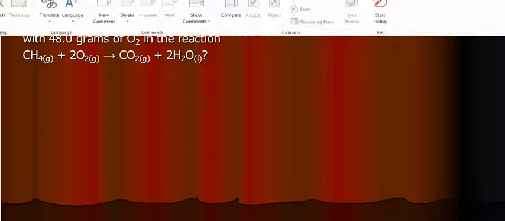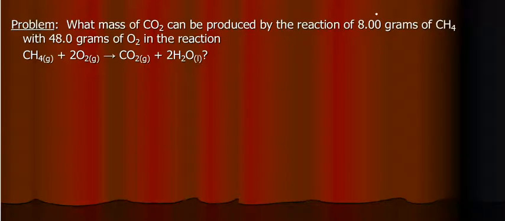So let's look at a limiting reagent problem. You'll know it's a limiting reagent problem because I'm given two numbers. I have 8 grams of CH4 and I have 48 grams of oxygen. The fact is, one of those is going to run out before the other. I want to know how much CO2 can be produced.